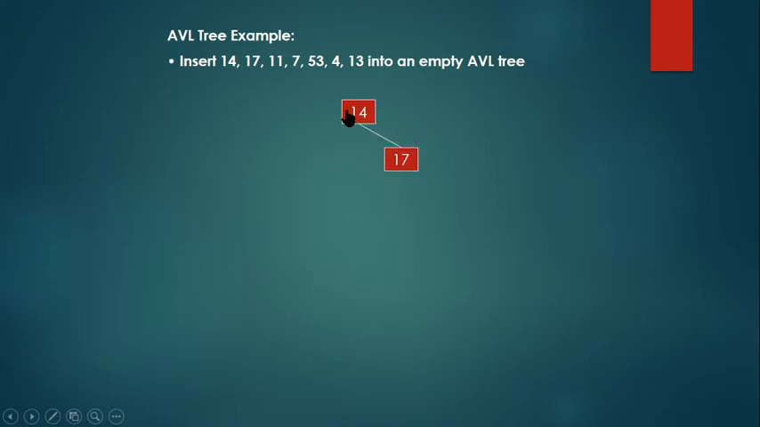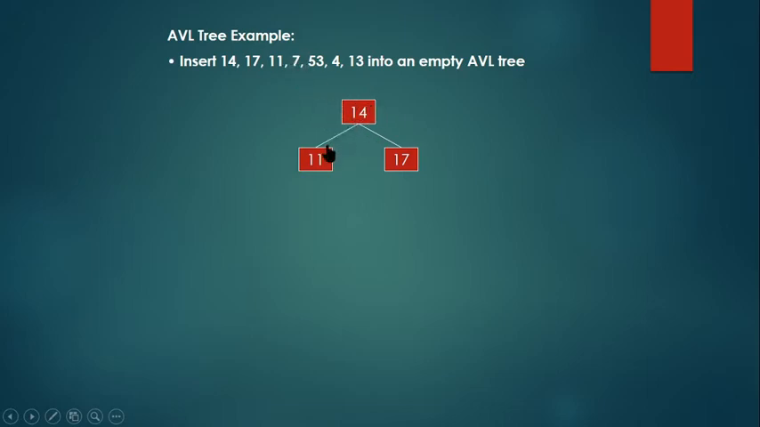Now check for the balanced tree structure. For 14, on the left side we don't have anything, but on the right side we have 1. So 0 minus 1 is minus 1. It is balanced. Now go for 11. 11 is lesser than 14, so it will be inserted at the left side. Now check whether it is balanced. Of course, 1 minus 1, 0. It is balanced.